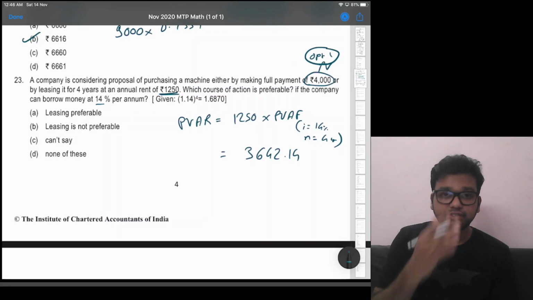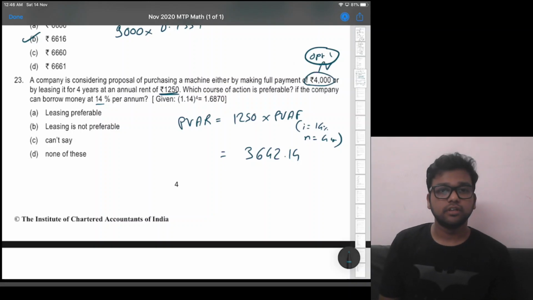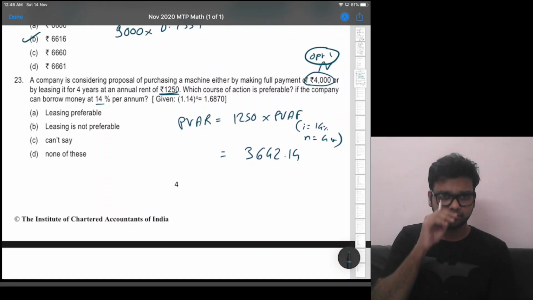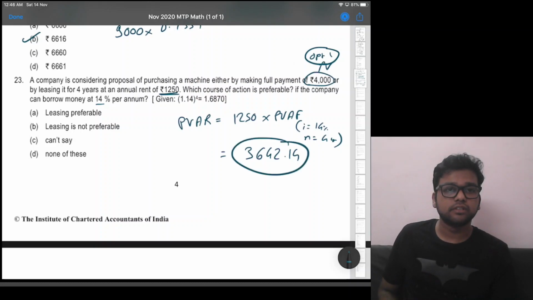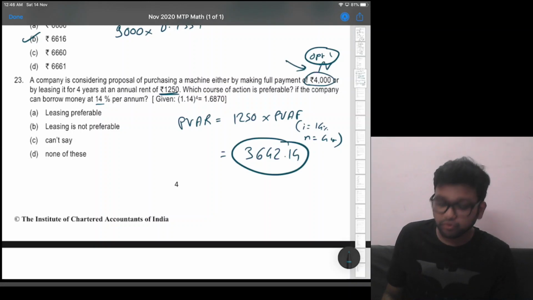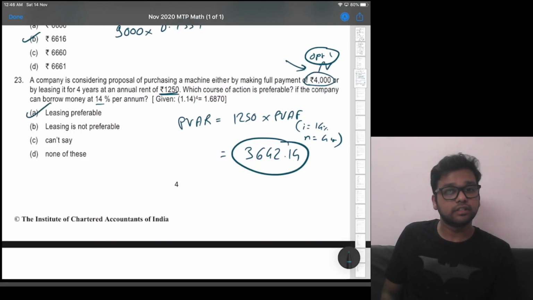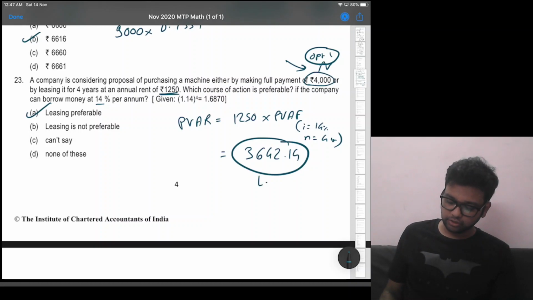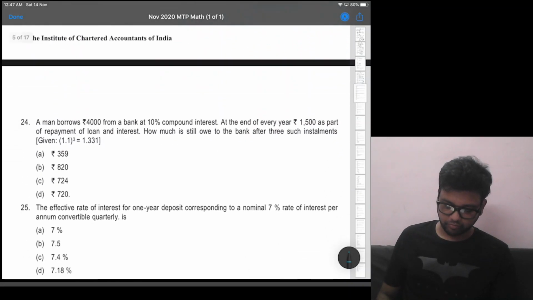If your calculator does not have GT button, then 1 divided by 1.14, then equal to, M plus 4 times, then MRC, and then multiplied by 1250, again 3642.14. That means in rent option we'll have to pay this much, in purchase option we'll have to pay 4,000. So leasing option is preferable. So leasing is preferable, right? Because this is low cost. This is not income, this is cost, remember.